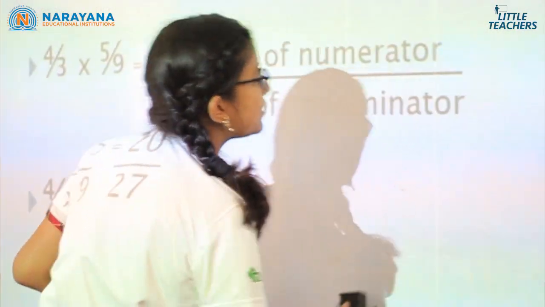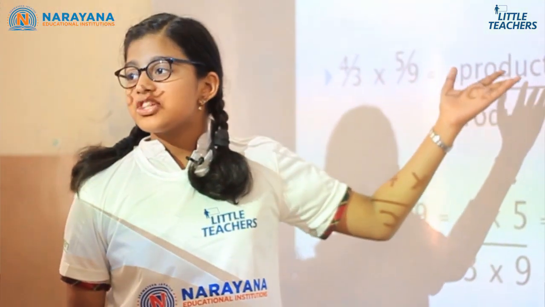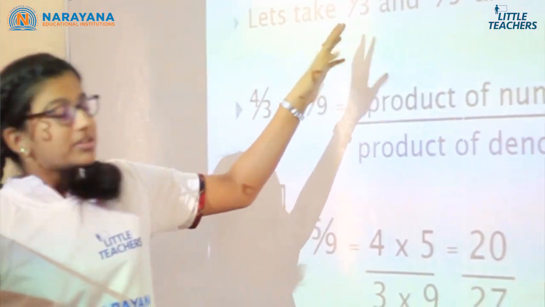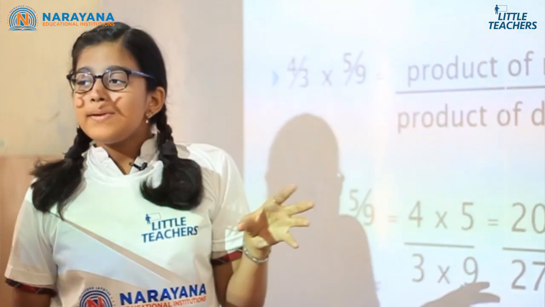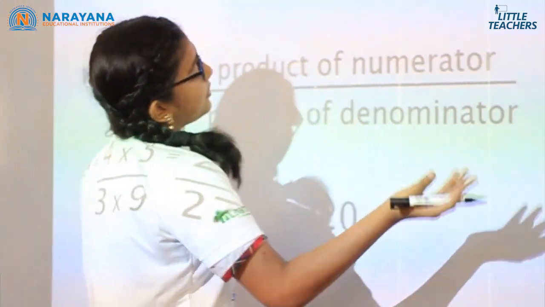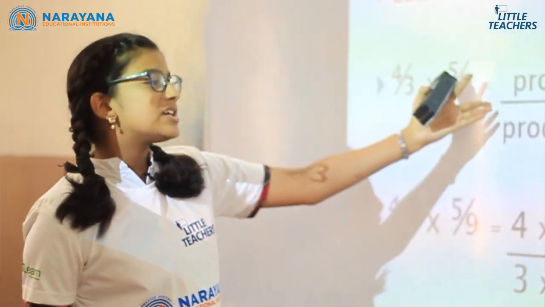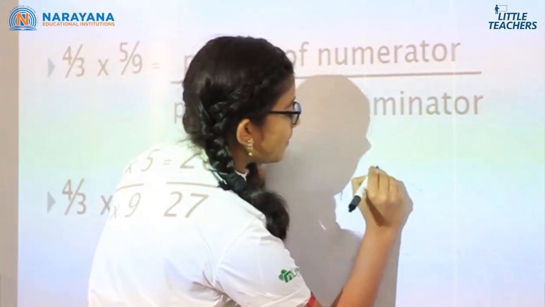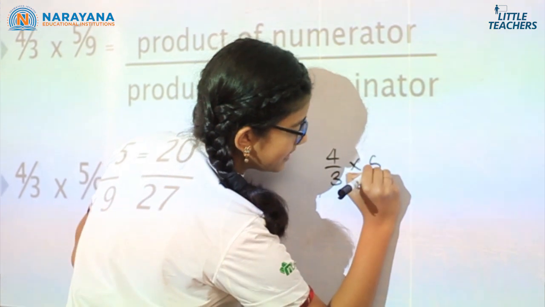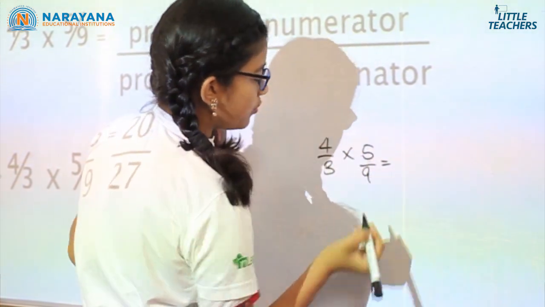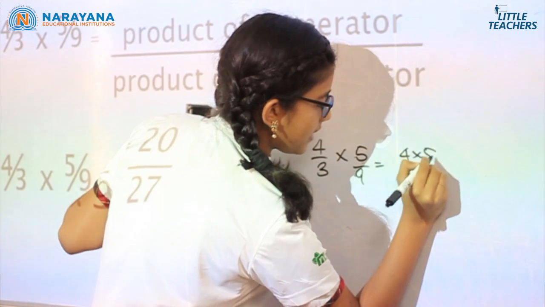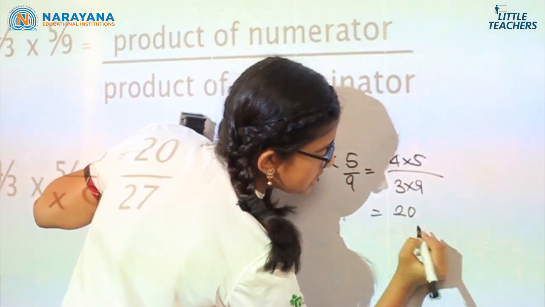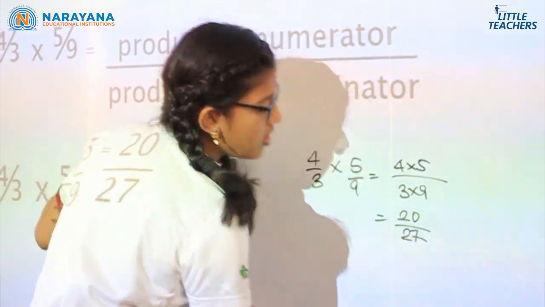So next what we have are multiplication properties on fractions. So what we will have to do is take 4 by 3 and 5 by 9. Multiplication of fractions is basically the product of both the numerators divided by the product of both the denominators. So if I take 4 by 3 into 5 by 9, I can take it as 4 into 5 by 3 into 9. Now 4 into 5 is 20 and 3 into 9 is 27. So this is my answer.